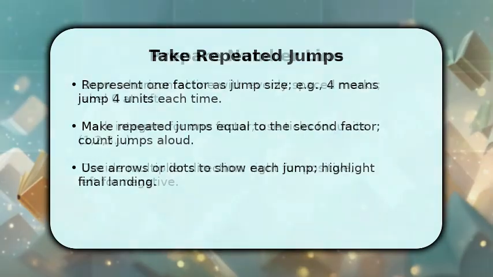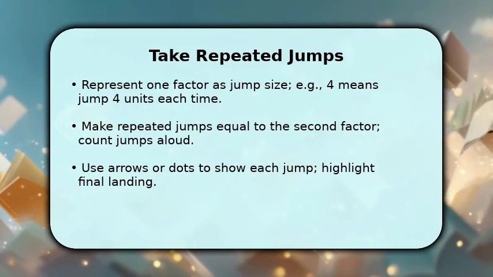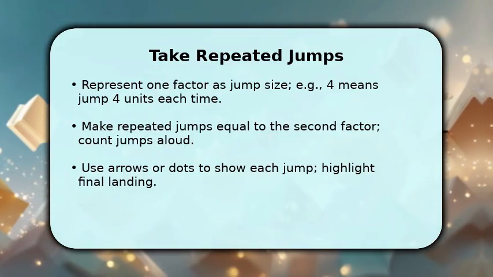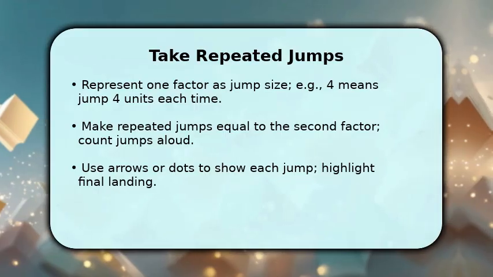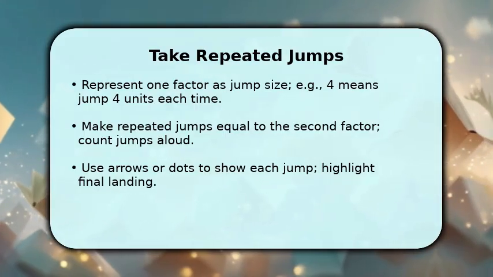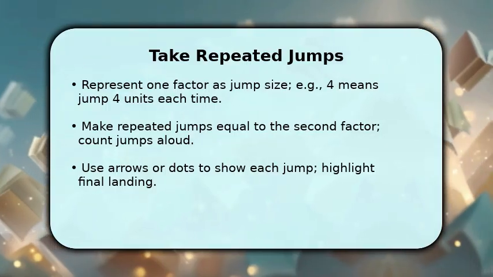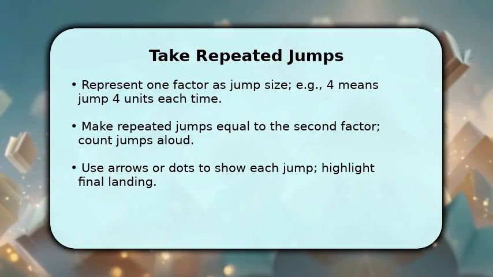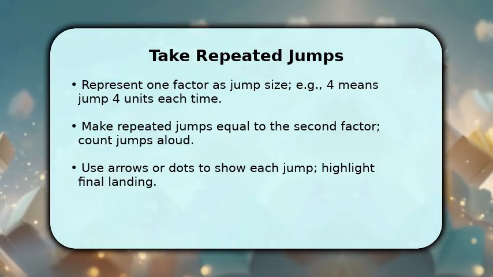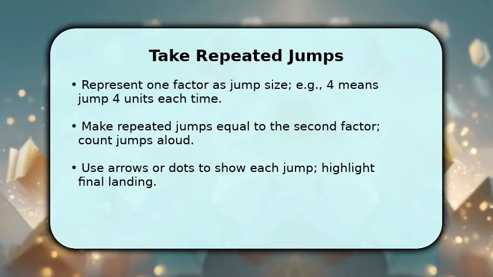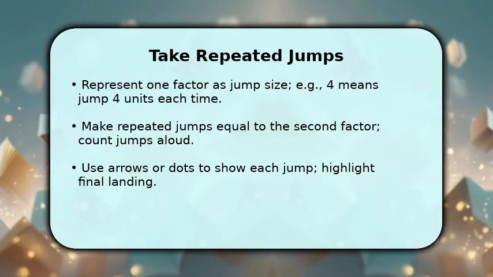You now use one factor as the jump length and the other as the number of jumps. This is the core how. For example, if you multiply 4 times 3, set a 4-unit jump and make 3 jumps from 0, drawing arrows or dots at each landing. Once done, count the jumps to stay accurate and mark the final point. That landing is the product. If numbers are larger, group jumps into blocks of 5 or 10 to simplify counting and reduce error.